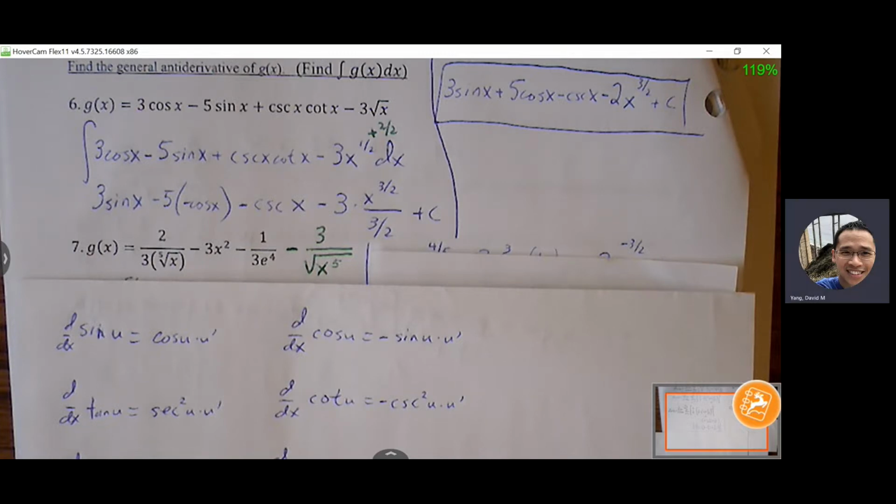So you're not going to bring the e up to the top and do power rule, e to the 5th over 5, right? e is not a variable, so you only do power rule for variables, for variable x.